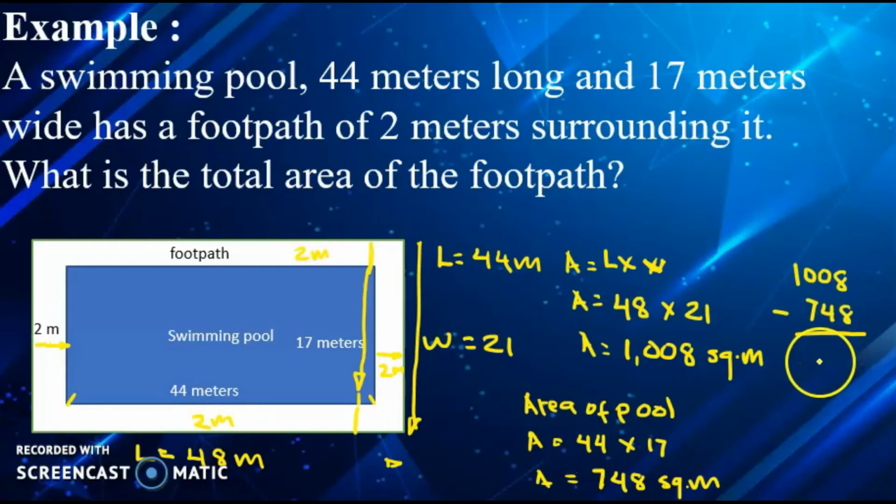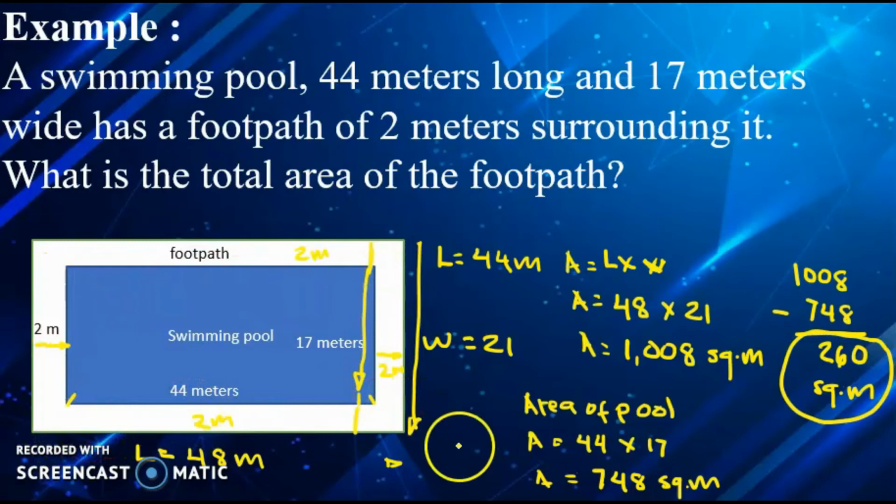and the answer is 260 square meter. So ito yung total area ng footpath. Okay, yung kulay puti lang. Okay. So, malinaw? Is that clear?